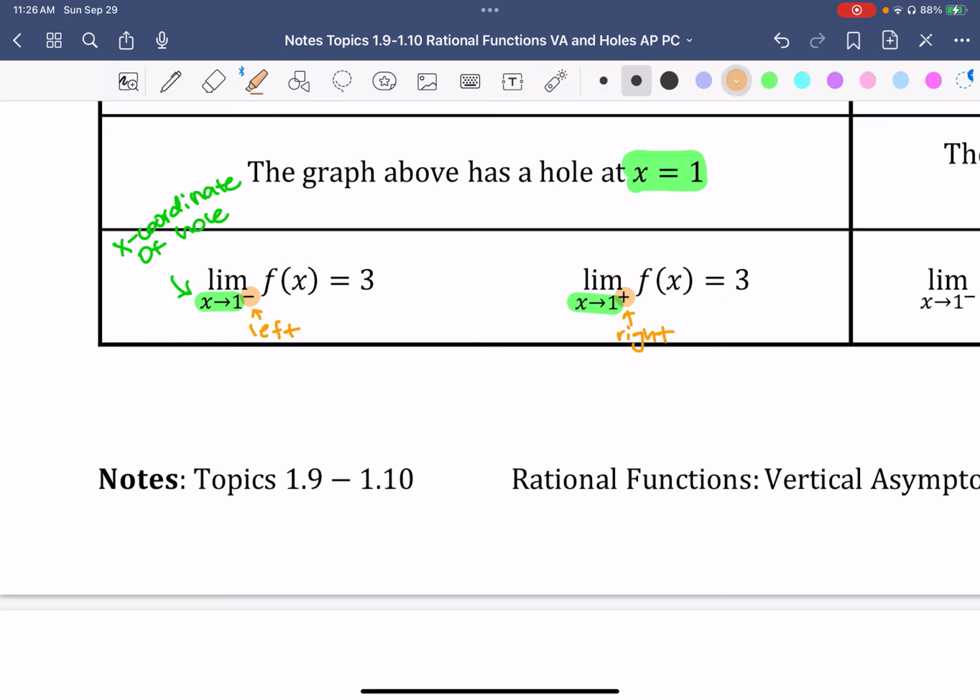Okay, now notice that both of them have 3 as the answer. The reason for that is that the answer for both the left and the right limit will be the y coordinate of the hole.